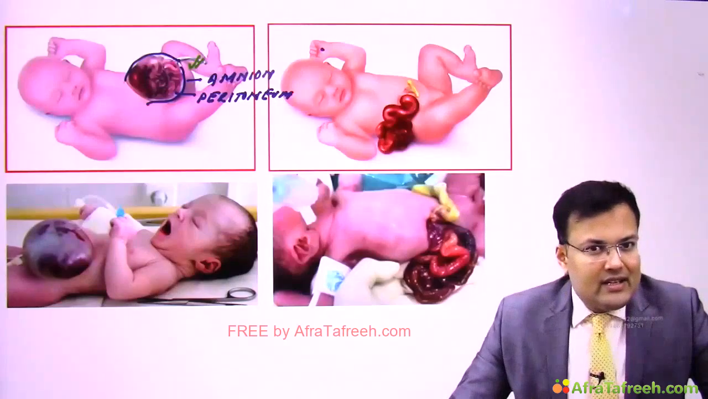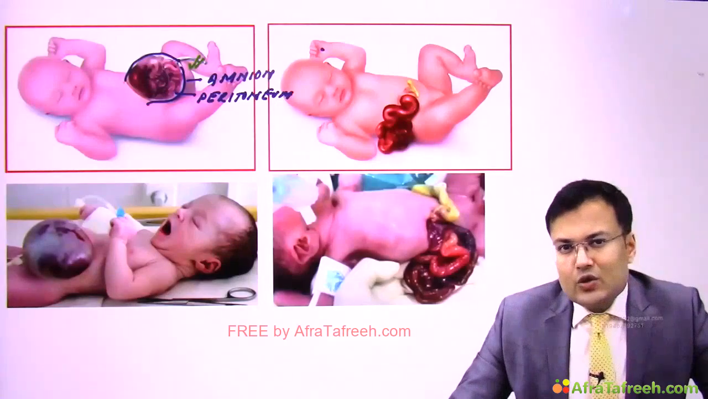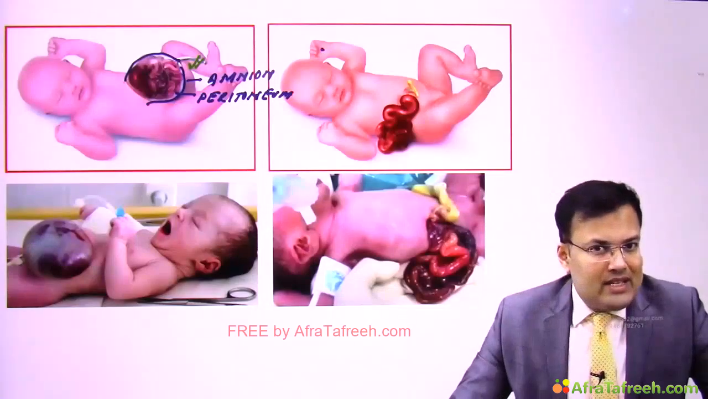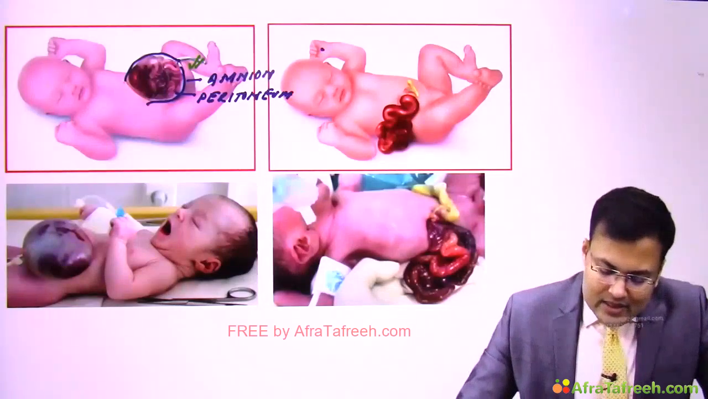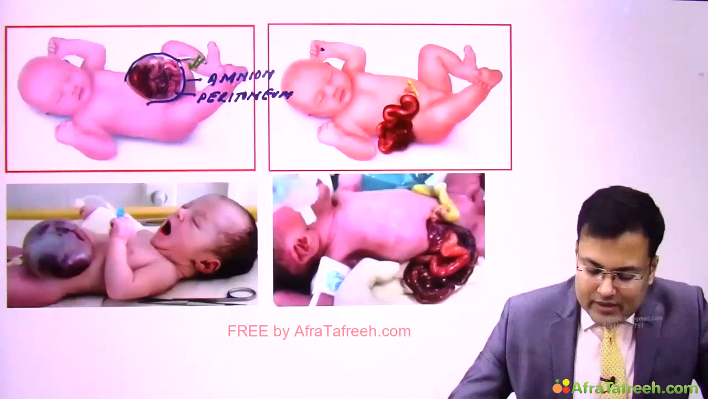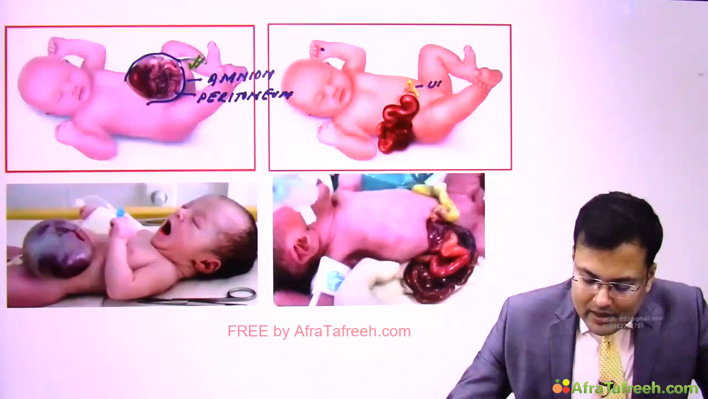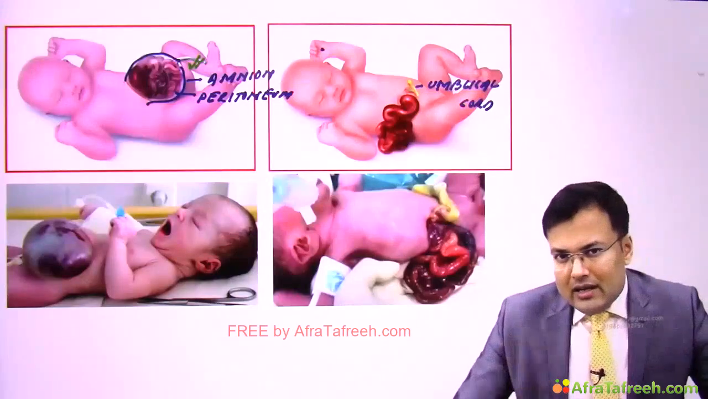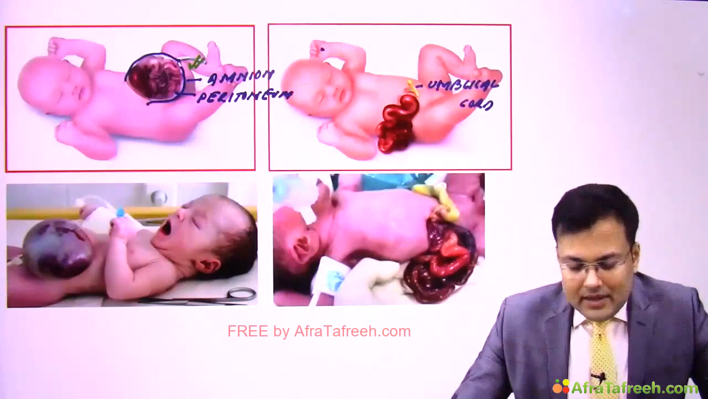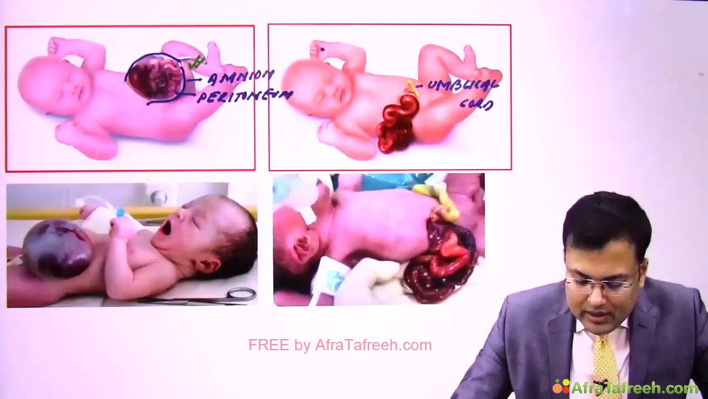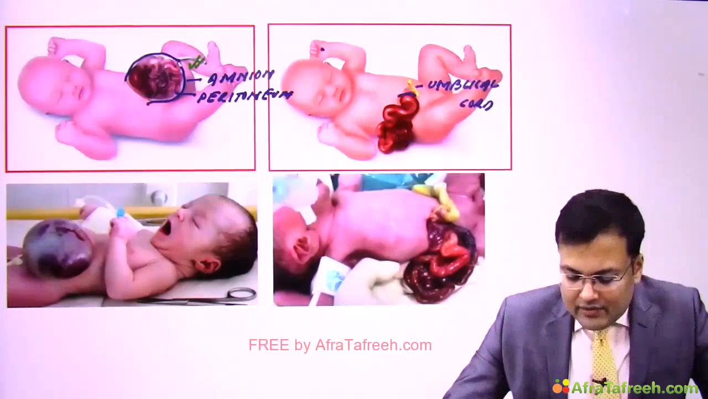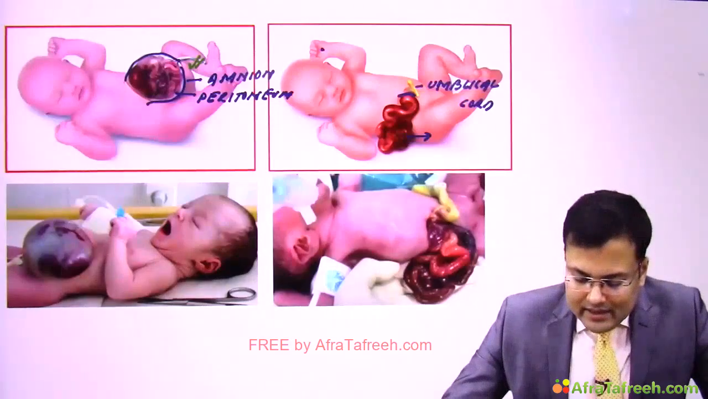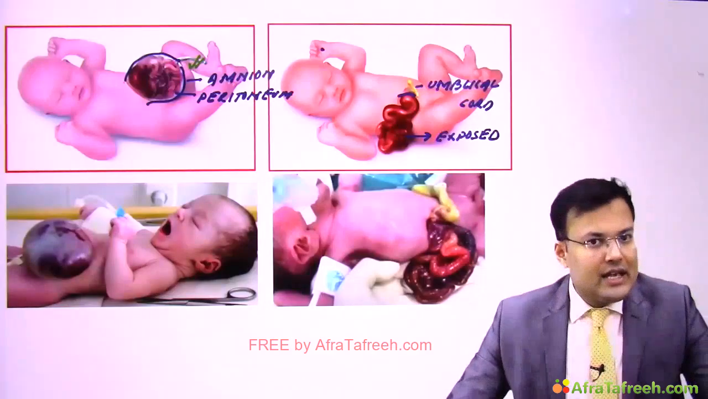If you see the second condition, it is known as gastroschisis. And what happens in gastroschisis? There is splitting of abdominal wall. Now can you see, this is the umbilical cord. So you can see this is intact. On the right side of the umbilical cord, means in the right abdominal wall, there is splitting. And because of this splitting, there is herniation of bowel and this bowel is exposed.